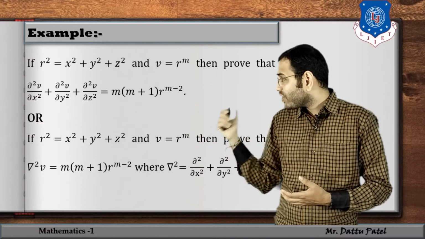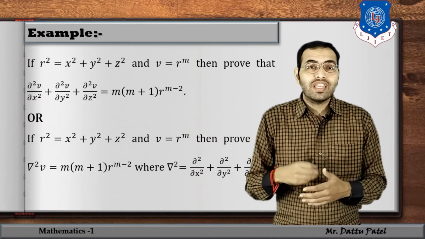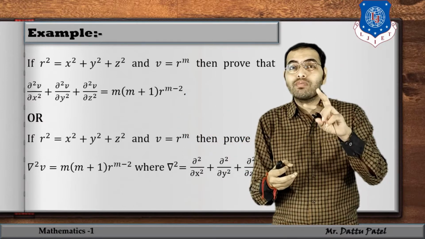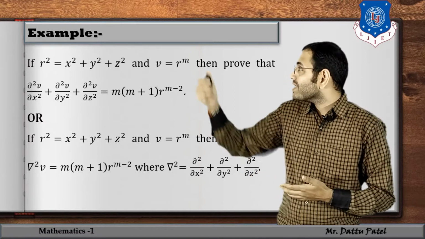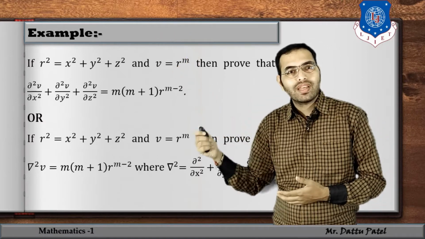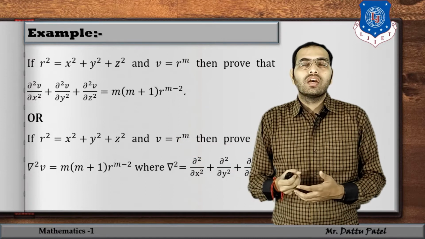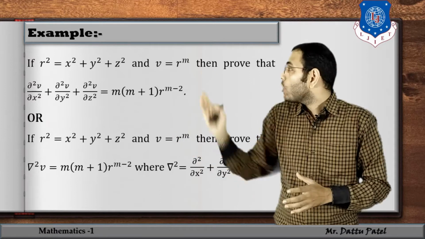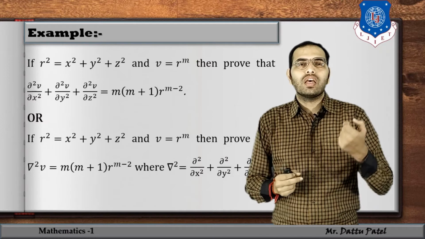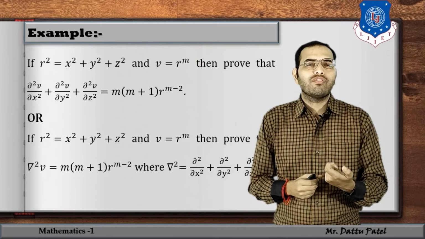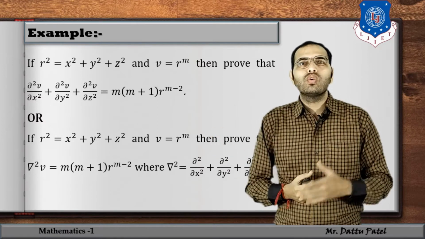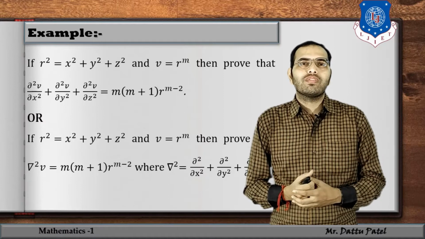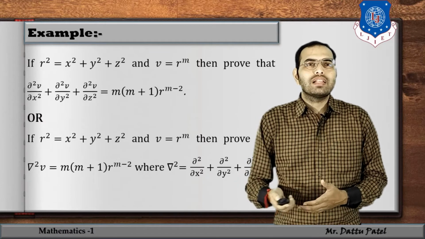This kind of example may appear in university exams, sometimes twisted, maybe in this form of question or maybe in this form of question. The answer will be the same in both cases. Here we use nabla squared of v, where nabla squared equals del squared by del x squared plus del squared by del y squared plus del squared by del z squared.